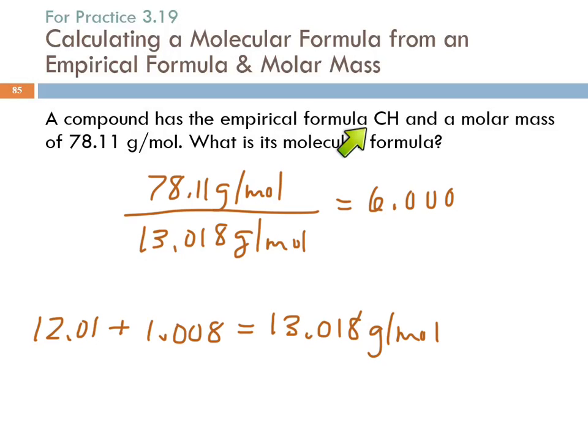What that tells me is that 6 of these units are within the whole formula. And so I'm going to multiply all the subscripts in the empirical formula by 6. So these were all 1s, and so I end up with C6H6. That's the molecular formula. Each molecule actually has 6 carbons and 6 hydrogens. But the lowest ratio is 1 to 1.